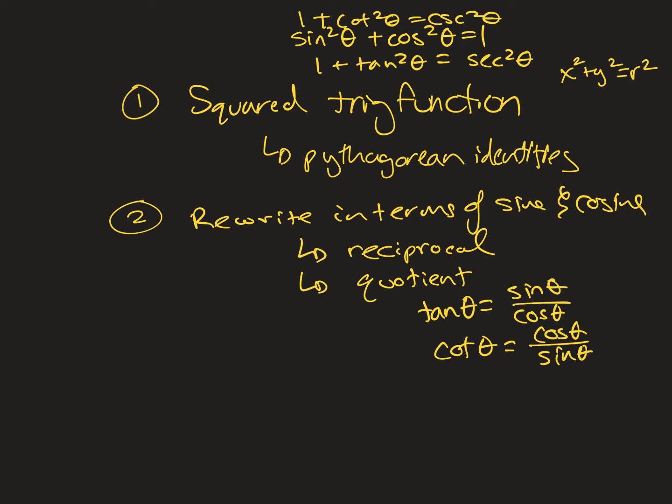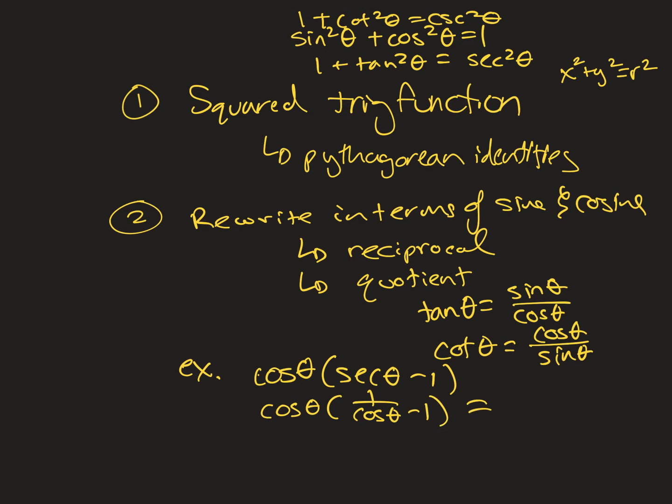So if you don't see anything squared, you may think, okay, maybe let me rewrite things in terms of sine and cosine, and maybe that will be helpful. So one example would be, again, these are somewhat simplistic, but if I had cosine theta times secant theta minus 1, looking at that, all right, I'm not going to use a Pythagorean identity, but secant is 1 over cosine, so maybe I could do that. And when I distribute the cosine, I would just get 1 minus cosine theta.